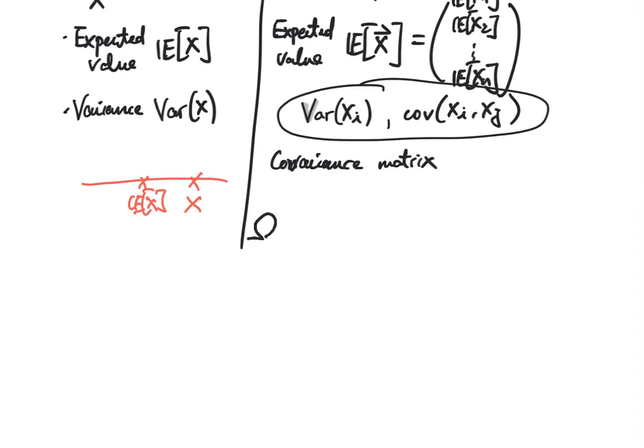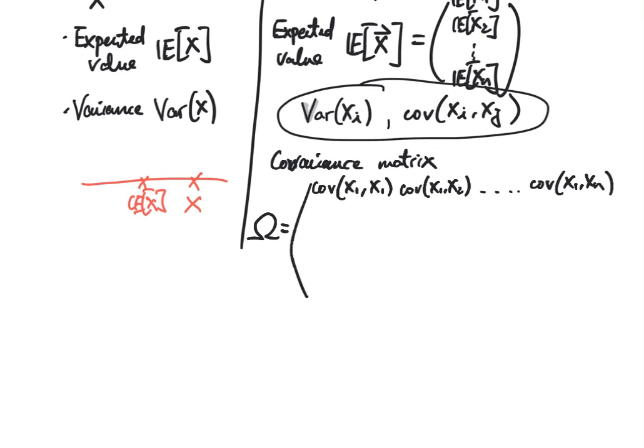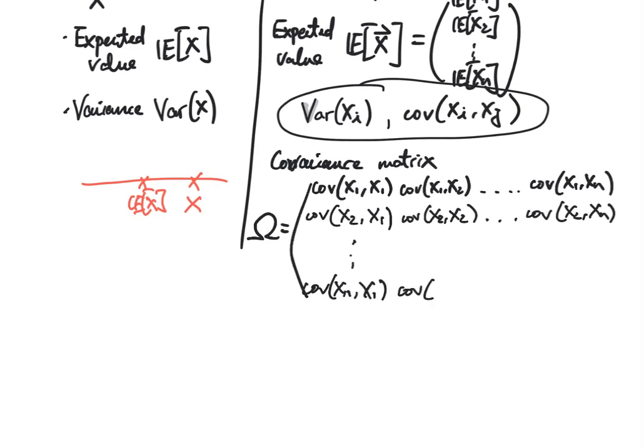Which is just a matrix that collects all the covariances of this form. The first row will collect the covariance of S1 with the other random variables, including itself. And then the second row will be the covariance of the random variable S2 with the other random variables. So this is the covariance matrix which collects all these covariances.